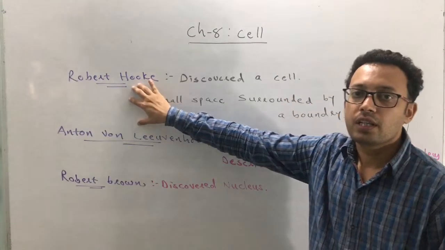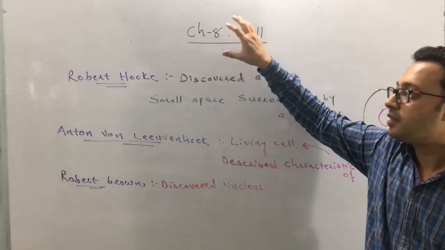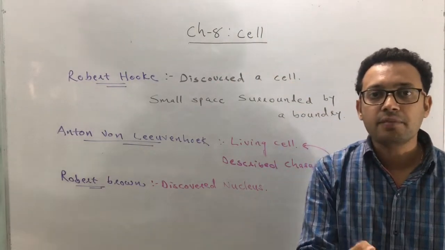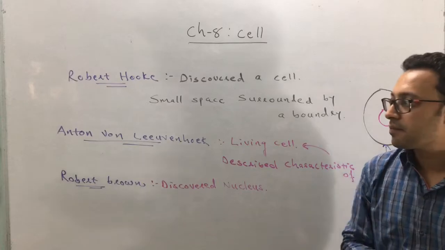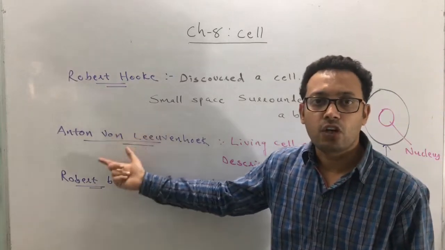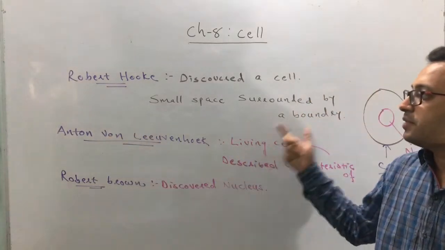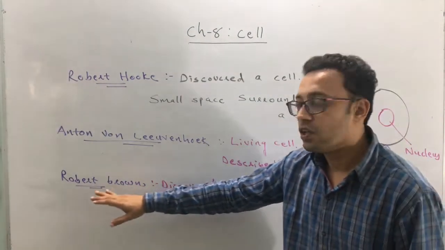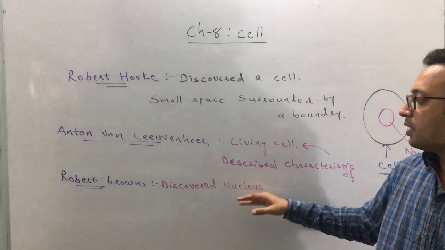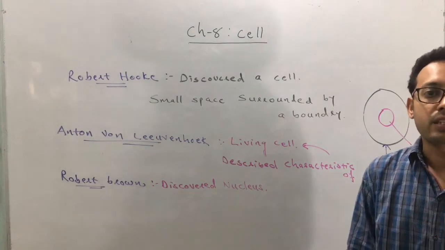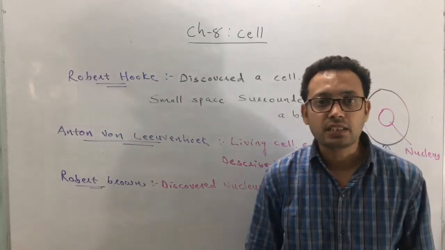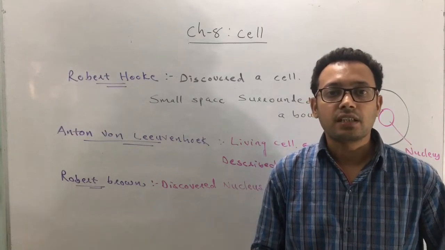Okay, Robert Hooke discovered the cell. He observed the cell for the first time in the cork. Second is Anton von Leeuwenhoek. He described the characteristics of the living cell. Third is Robert Brown. Robert Brown discovered the nucleus. Okay, so this is the contribution of different scientists in the discovery of the cell.